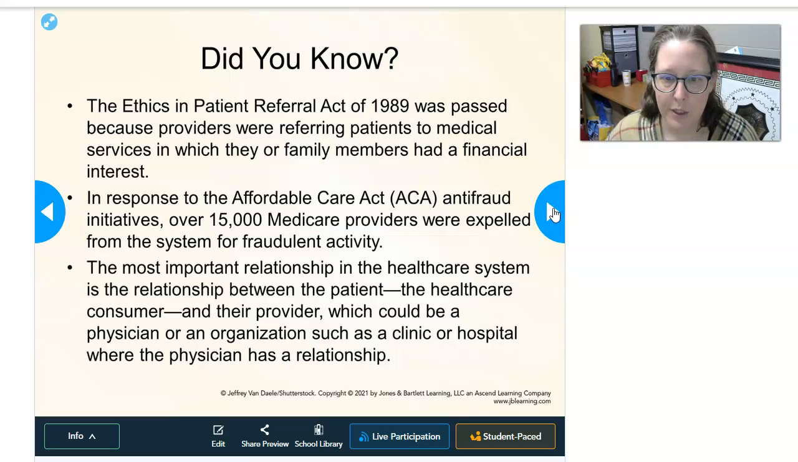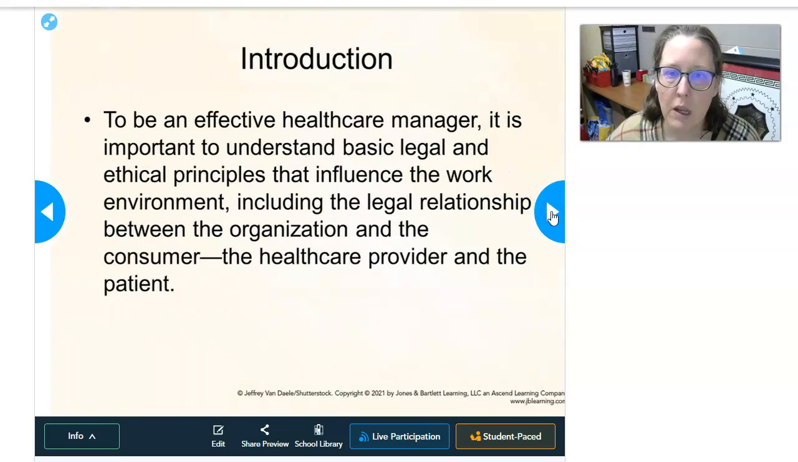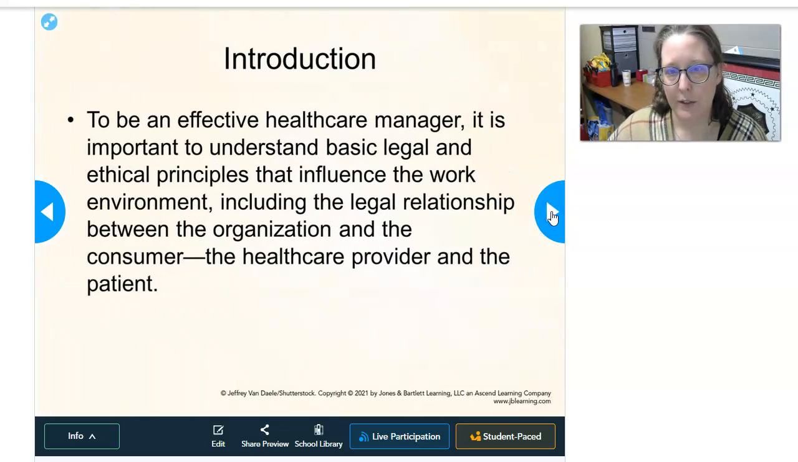The most important relationship in the healthcare system is the relationship between the patient, the healthcare consumer, and their provider, which could be a physician organization such as a clinic or a hospital where the physician has a relationship. To be an effective healthcare manager, it is important to understand the basic legal and ethical principles that influence the work environment, including the legal relationship between the organization and the consumer, which is the healthcare provider, and the patient.